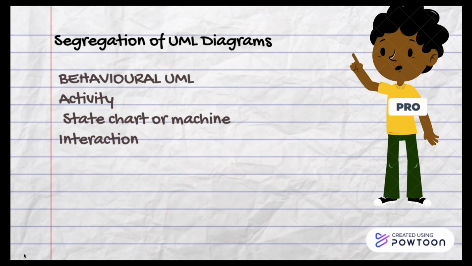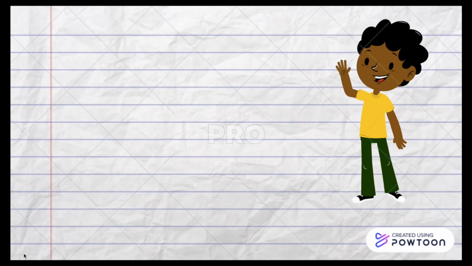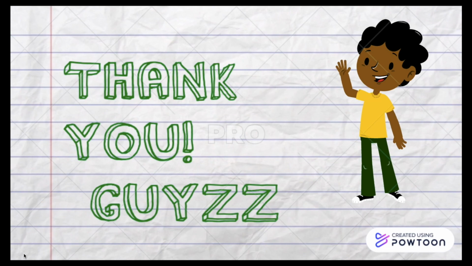Alright guys, so this is what we have seen today: UML diagrams and their segregation. In the next class we will be speaking about the UML diagram history in detail.